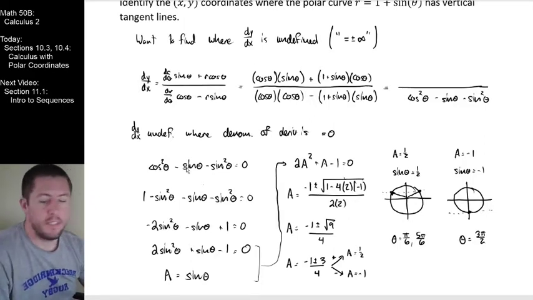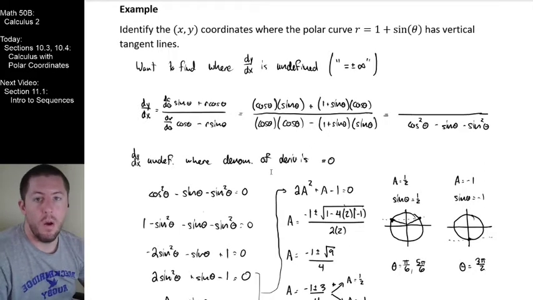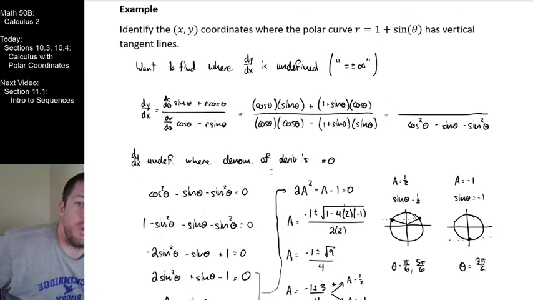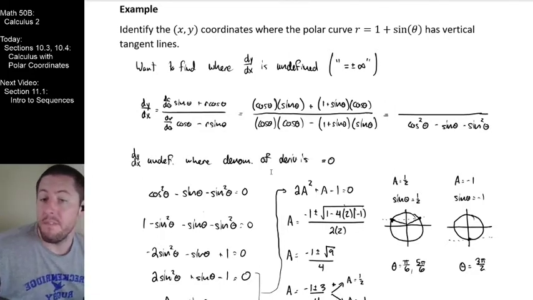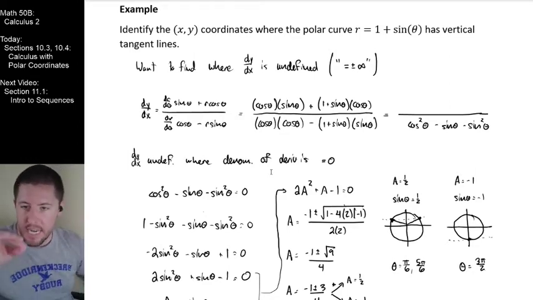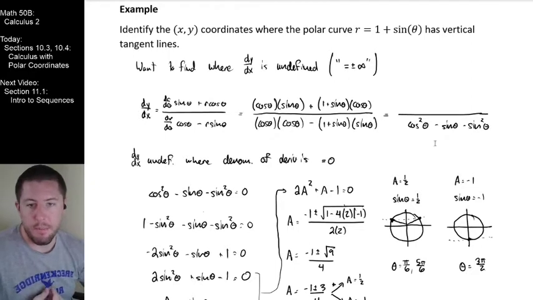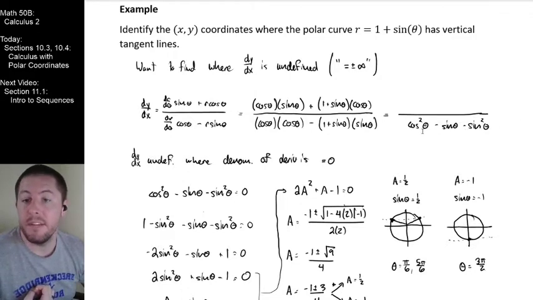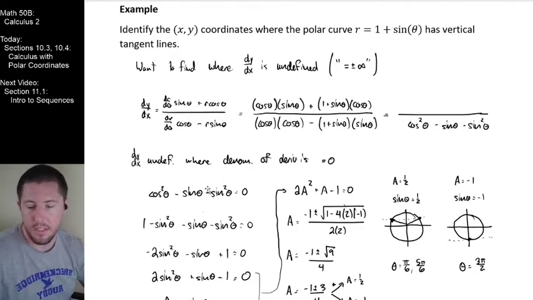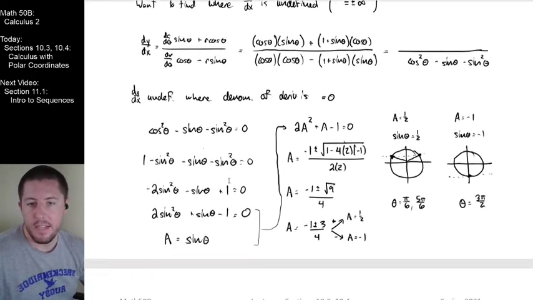So let's stop and take a moment and see what we did. Our goal is to identify the x, y coordinate locations where this polar curve has vertical tangent lines. We found the derivative of the curve so that we can identify all of its slopes. We took the denominator of that fraction representing the derivative and set it equal to 0, because what I want to know is where dy dx is undefined. Where are we dividing by 0 when we compute dy dx? That's where we're going to get those vertical tangent lines, infinitely steep tangent lines. So this was our denominator. I set it equal to 0.